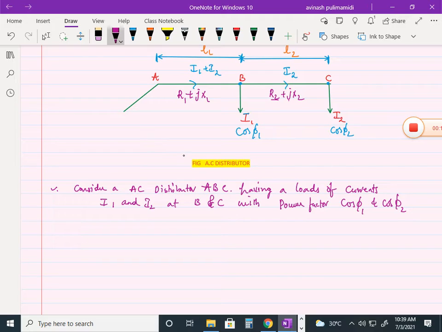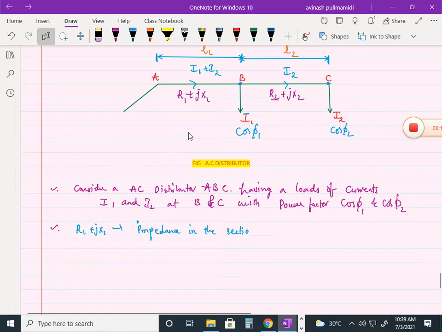So let us take R1 plus JX1 as the impedance, not resistance here, in this section AB. Okay. Similarly, R2 plus JX2 be the impedance in this section BC. Okay, hope you understood now.